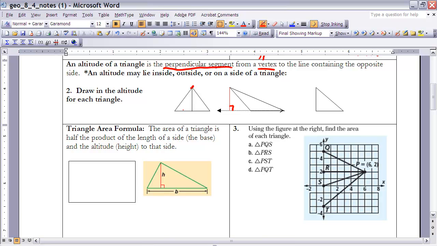Okay, finally this last one. This last one is a right triangle already. And if it's a right triangle, then I can say that each of the base sides, or each of the legs of that right triangle, are actually altitudes of the right triangle as well. So that's where we've got an example where it lies inside, one where it lies outside, and finally one where it's a side of the triangle.